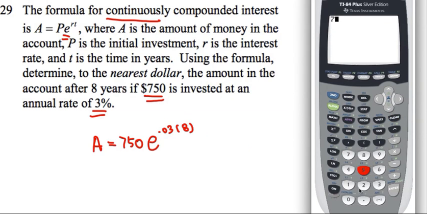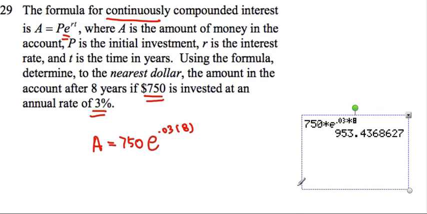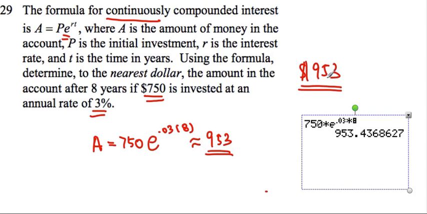Here we have 750 times E. E is right over here. Second ln. And then 0.03 times. Notice that with the new operating system, everything is on top naturally. If you have the old operating system, you have to put the parentheses around it. 8. And we just have to press enter. And that's basically what we end up getting. But it says to the nearest dollar, so this is approximately equal to $9.53. So $9.53 is what we're looking for.